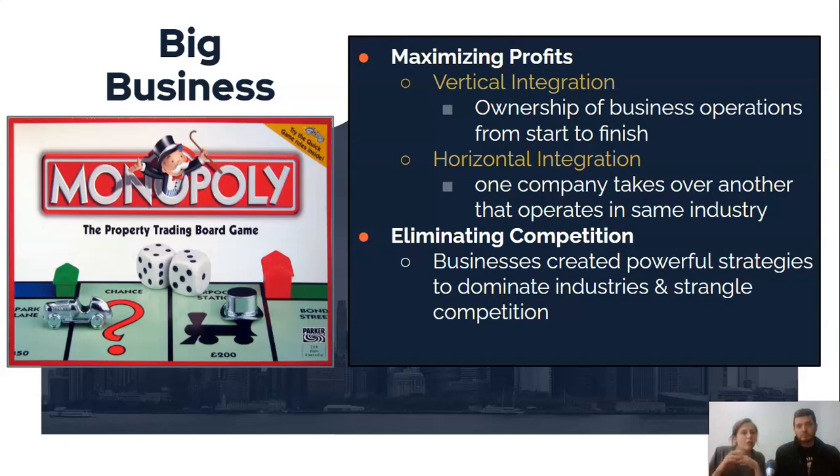Vertical integration, though, is I own a McDonald's, and I'm also going to buy a cattle farm for the beef and the cheese, right? I'm going to buy a lettuce farm. I'm going to buy a tomato patch. That way I have all of the things I need to go into my business, and I don't have to pay other people for them.